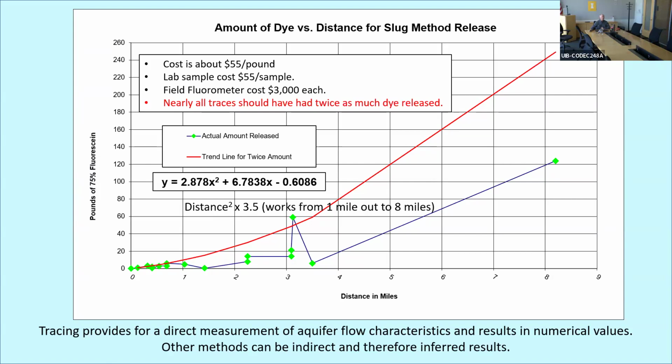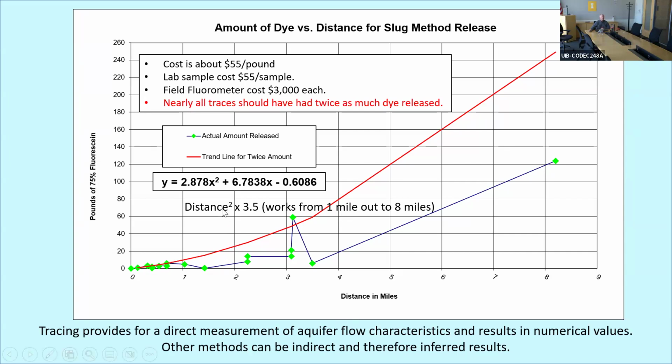But upon further evaluation and reflecting back on our response patterns, in my opinion, every one of these traces, with the exception of this one, we should have had twice as much dye than what we released. We had a weak signal to noise ratio, in my opinion, of all those traces. And they should have been a lot more dye released.